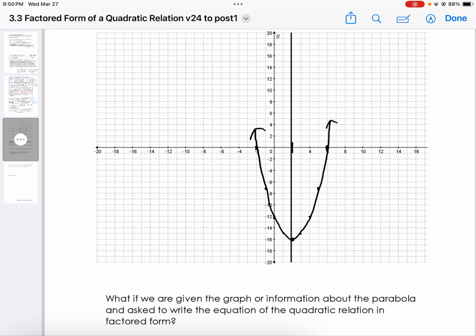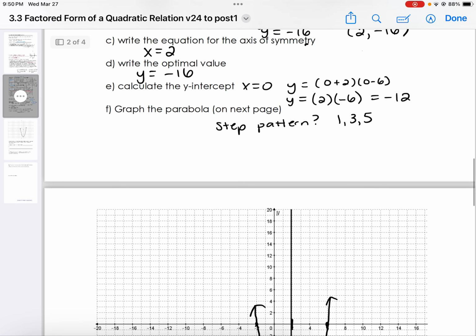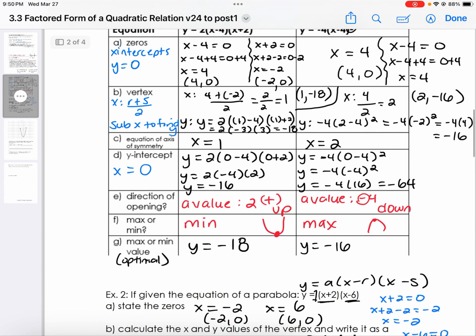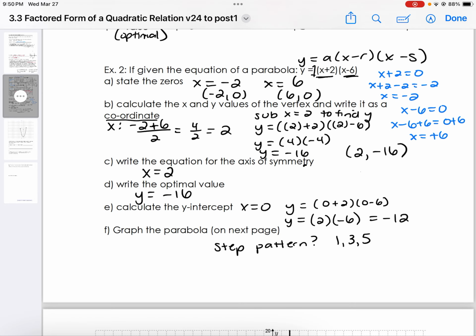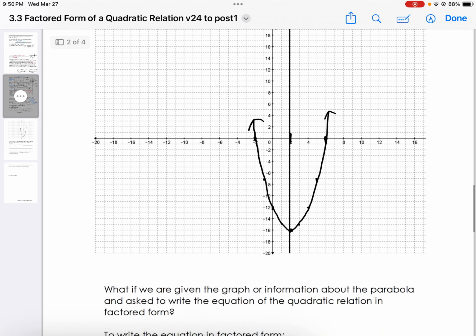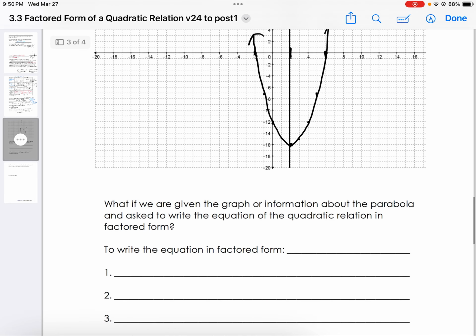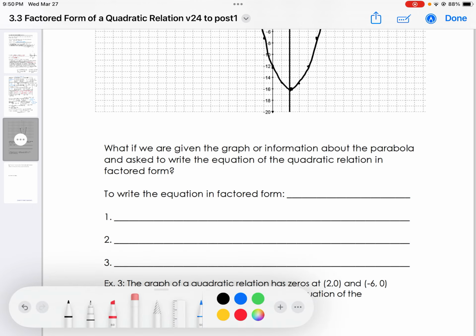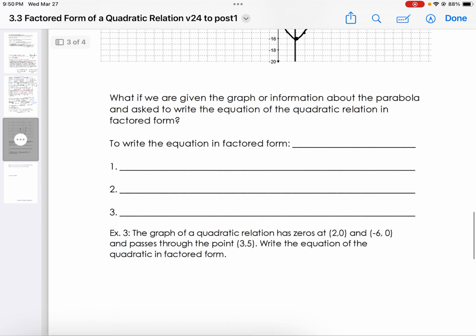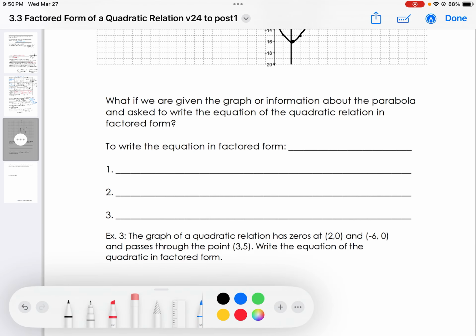When you do these questions for homework, you'll notice it does not include the step pattern as part of one of the things in the chart that you have to write down. And the reason for that is because when the a value isn't 1, things start to get a little bit different. Okay? So yes, you can use that to kind of check your answer, but you have to be careful today. Okay, so when we write the equation in factored form, how are we going to do that?